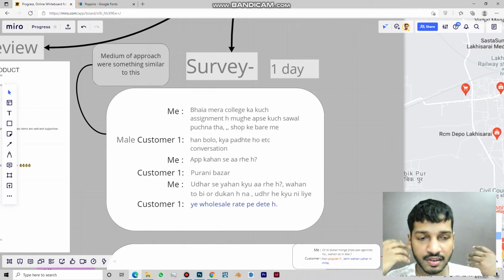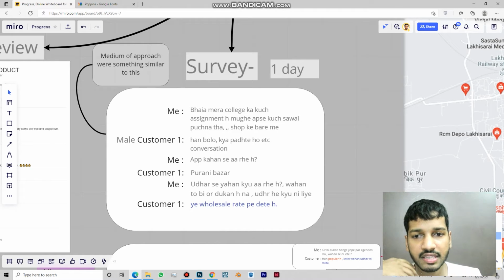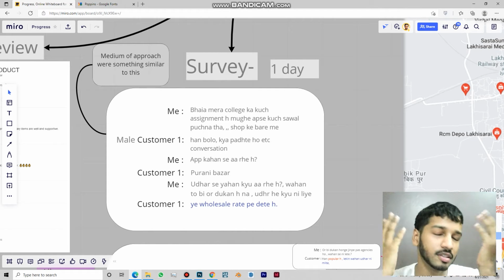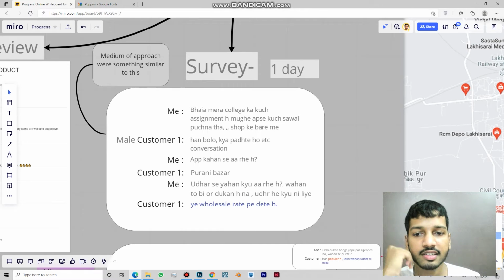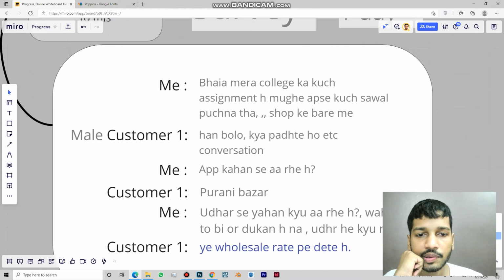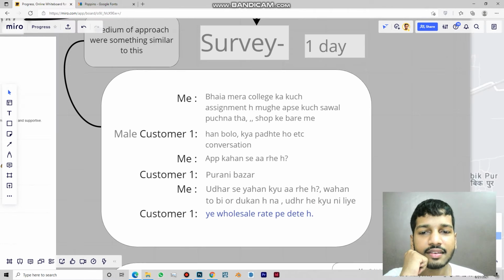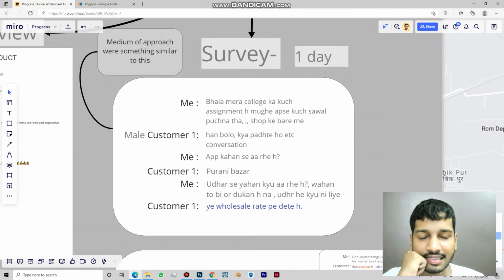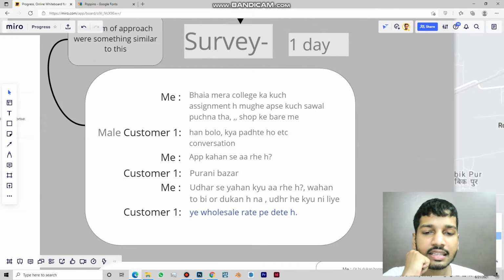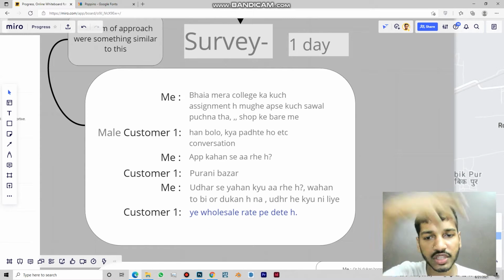I have written down, as much as I remember after the conversation, in pencil on the page, as much as the direct conversation happening between me and the customer. 'Yes, tell me, do you study?' and so on, what he asked about, and then 'Where are you going?' and he said Purani Bazaar is the other location.